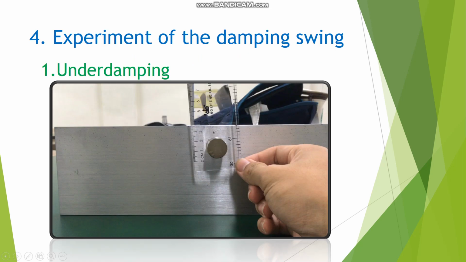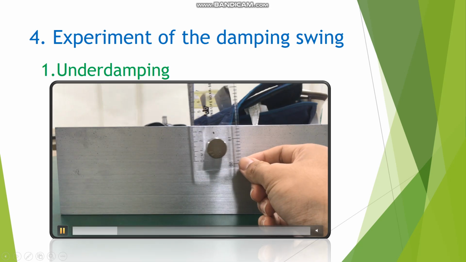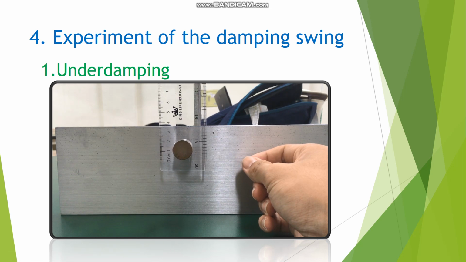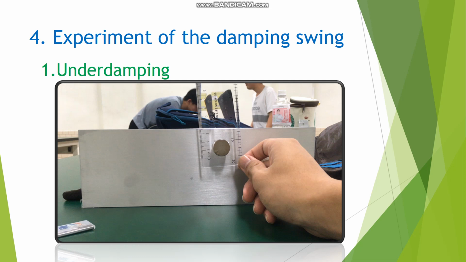And at last, I want to show a video of the experiment of the damping swing. You can see that in this system, the magnetic force acts as the damping force. And this is the video. We can find that it is underdamped. And next, I try to increase its magnetic force.